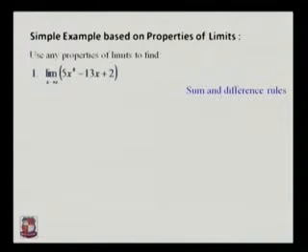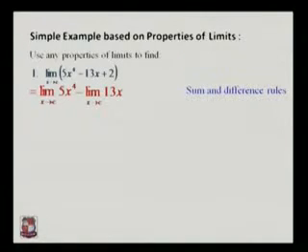So if we look at the PPT, then the simple example based on properties of limit. So the question is: use properties of limit to find limit x tends to c, 5x raised to 4 minus 13x plus 2. So first we will use the sum and difference rule. So here limit x tends to c 5x raised to 4, then minus limit x tends to c 13x, then plus limit x tends to c 2.